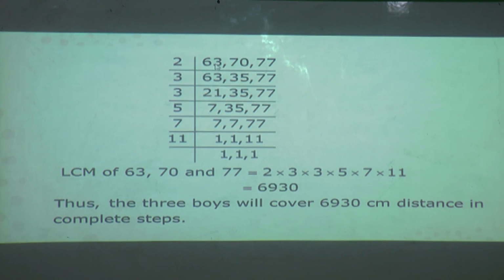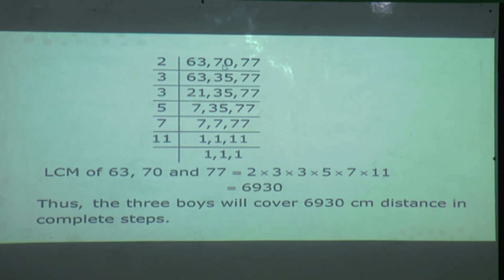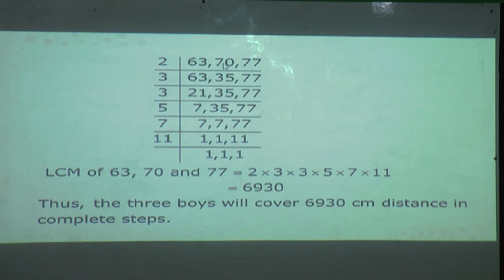63 is not divisible by 2, so we will keep it as it is. So next number, 2 3s are 6. 7 minus 6 is 1. 1 and 0 becomes 10. 2 5s are 10. Then 77 is not divisible, we will keep it as it is. Now we will take 3. 3 2s are 6 and 3 1s are 3. 35 is not divisible, so we will keep it as it is, and 77 is also not divisible. Again we will take 3. 3 7s are 21. Both the numbers are not divisible, so we will keep them as they are.